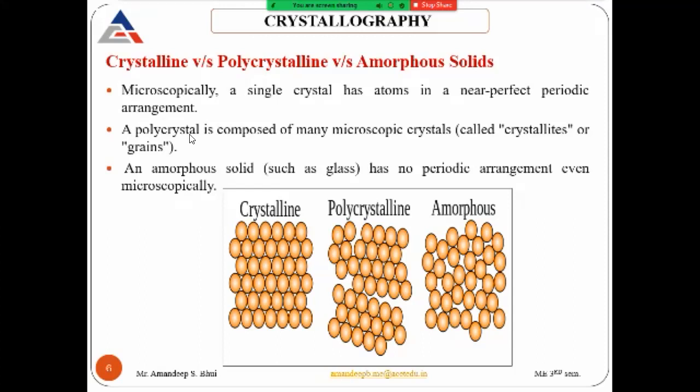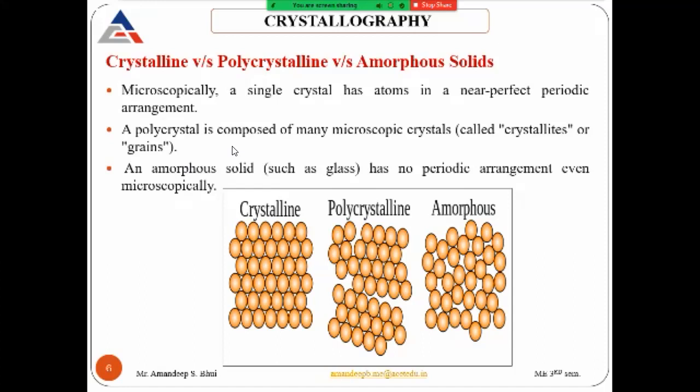In polycrystalline, what happens is the grains follow the orderly arrangement up to a certain distance. After that, the grain orientation changes, and it follows that orientation up to a certain distance. After that, again the orientation changes. So there is symmetry of arrangement of atoms up to a certain distance. After that, the orientation again changes. So such type of crystals are known as polycrystals.